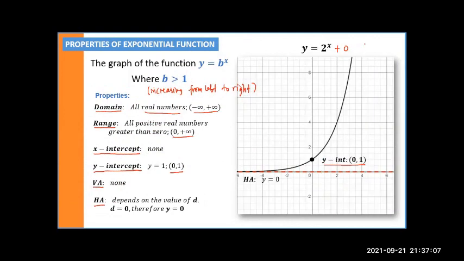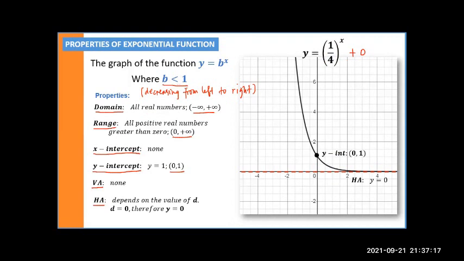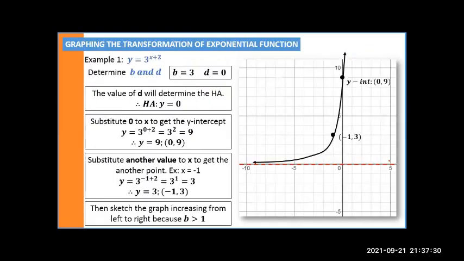Ayan. So, pag greater than 1 ang base, increasing from left to right. Lagyan natin ng arrow. And then, pag B is less than 1, decreasing from left to right. So, this is left, decreasing to the right. So, yun yung naging kaibahan. Now, paano naman tayo mag-graph ng naka-transformation form?